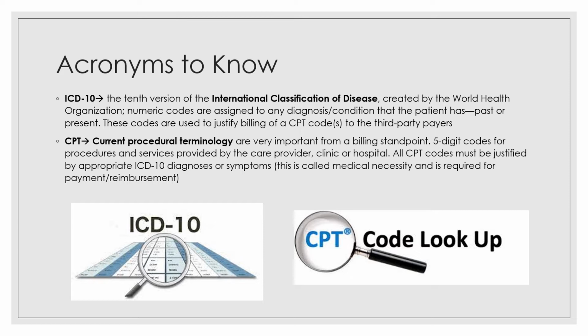What this means is if the ICD-10 code is coding for a left arm fracture and I put in a CPT for a right ear irrigation, that doesn't make sense. Conversely, if the ICD-10 code is for left arm fracture and the CPT code is left arm x-ray, that makes sense. This is how we make sure that we are getting reimbursed for the services we're providing, but everything has to match up and make sense.